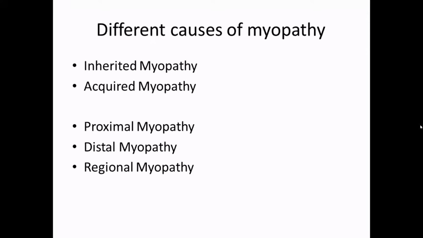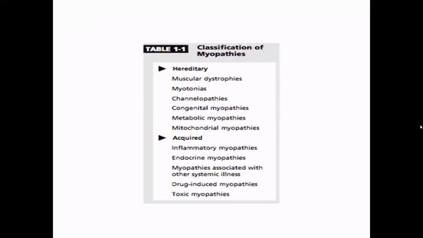So, what is proximal myopathy? In any of the four limbs, if the muscle weakness or muscle pathology is present in the proximal part, like in the arms or thighs, it's proximal myopathy. And if it is present in the distal parts, like hands and foot, it's called distal myopathy. Sometimes the myopathy might be regional, like somewhere in the face or in one finger. So it is regional myopathy. We can classify the myopathies as inherited and acquired, as we have already seen in the previous slide.